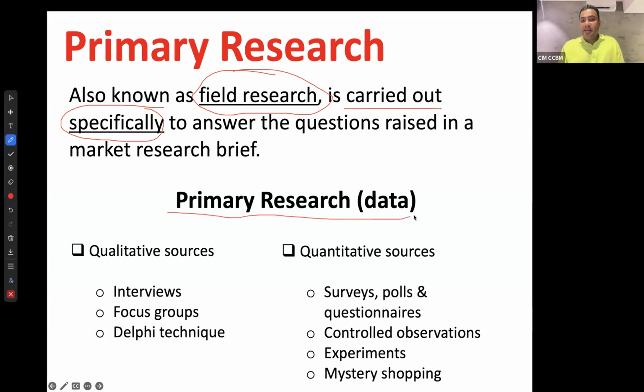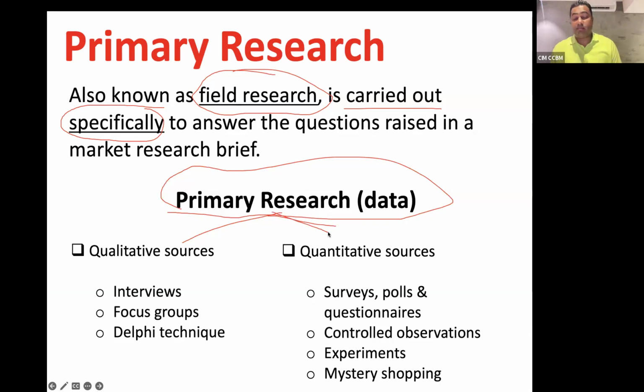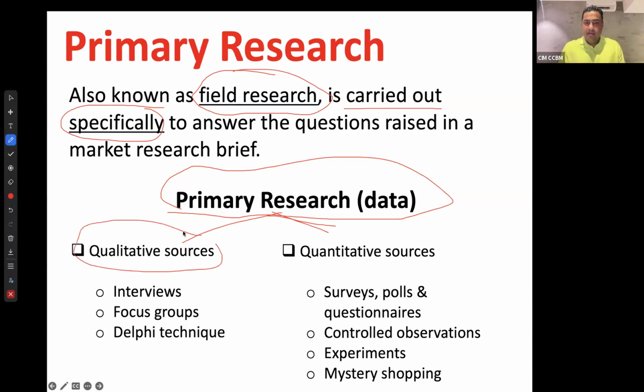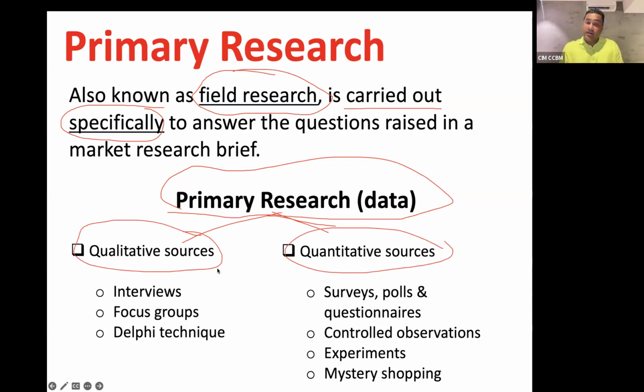So primary data or primary research has two main types, right? Just like secondary data has two main types: internal secondary data and external secondary data. Primary research has two main types: qualitative data and quantitative data, right? So what do you mean by qualitative and quantitative?